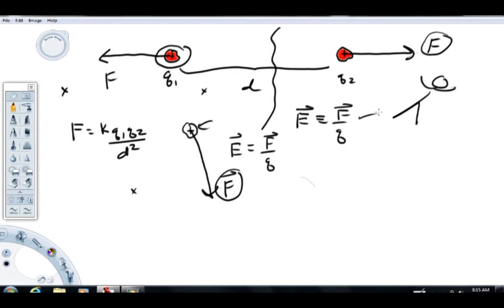Now we're going to talk a little bit about how electric fields are calculated, as far as how do we calculate an electric field. I don't need this stuff, so let me get rid of some of this.